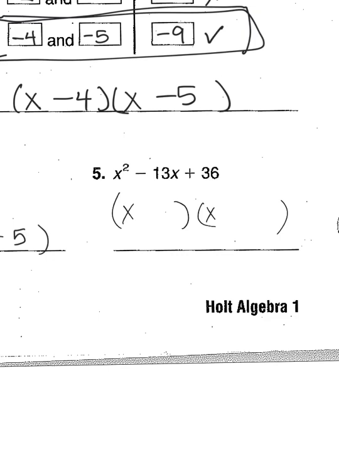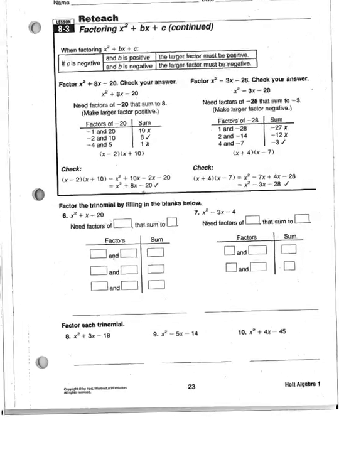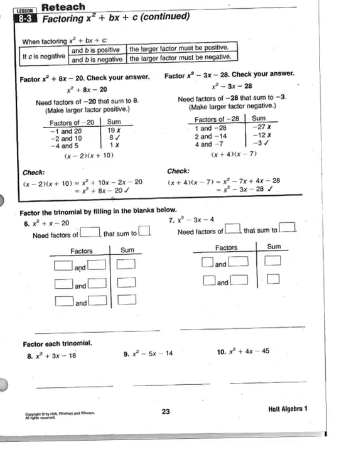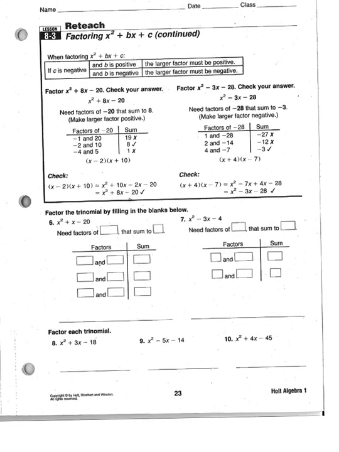The factors of 36 that add up to give me negative 13 are going to be negative 4 and negative 9. Negative 4 times negative 9 is 36. Negative 4 plus negative 9 is negative 13. Okay. Now, previously we looked at when the c value was positive. This time we're going to look at when the c value is negative.